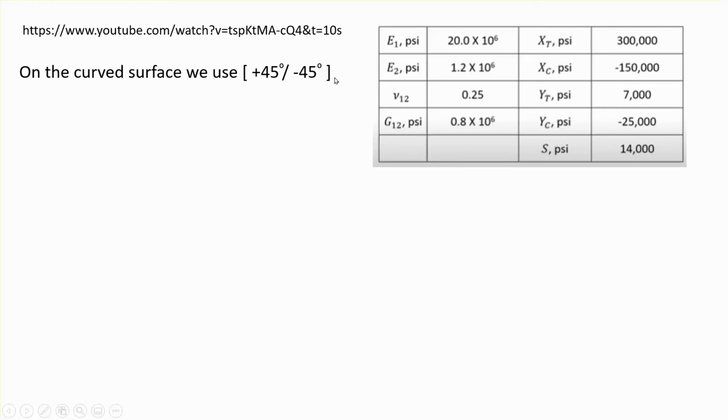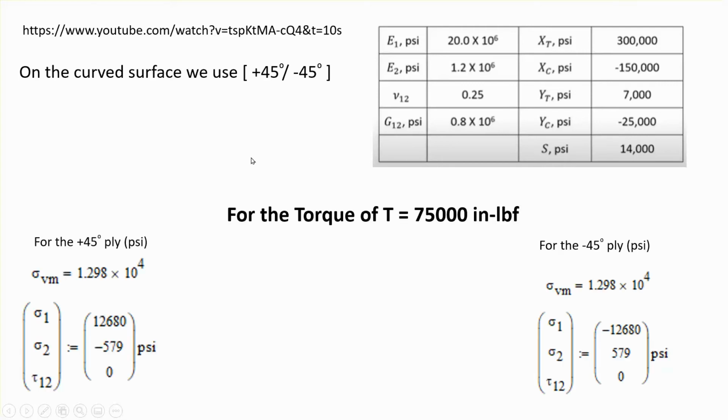This problem, plus 45 minus 45 on a cylindrical surface, is solved for you analytically, assuming the material properties are these. These are the material properties I'm going to be using. I'm not worried about failure, so don't worry about the strength properties on the right. If you apply a 75,000 inch-pound torque, for the 45 degree ply we should be getting this mesostress. Same thing for the minus 45, and the stresses are kind of the same, except that the signs change, okay?